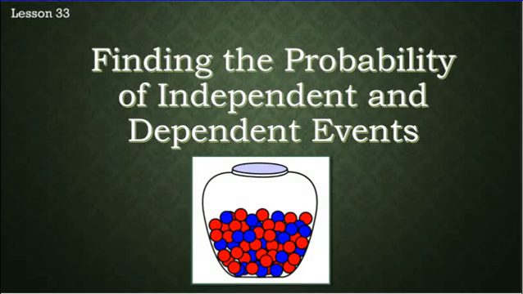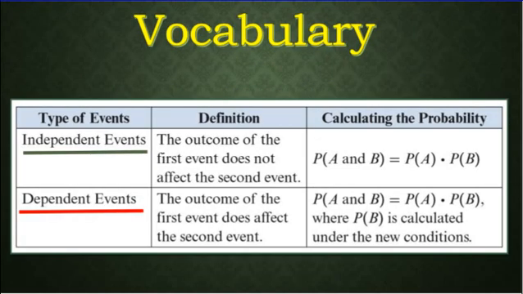Lesson 33, finding the probability of independent and dependent events. So let's go through the different kinds of events. Independent events is just the outcome of the first event that does not affect the second event.